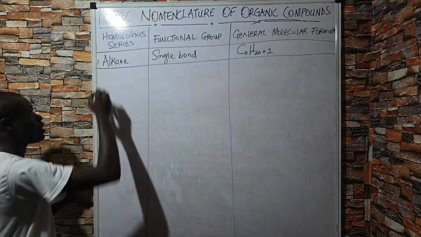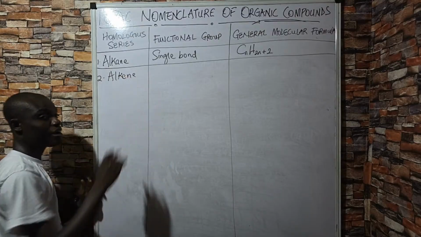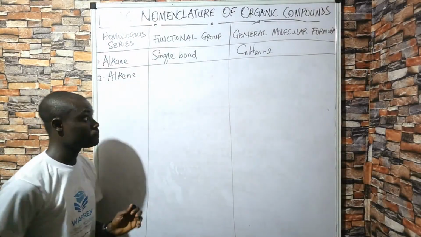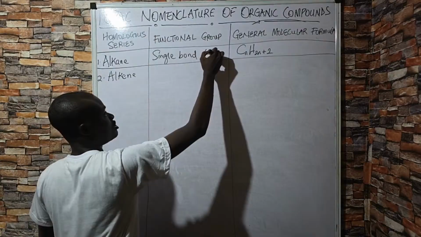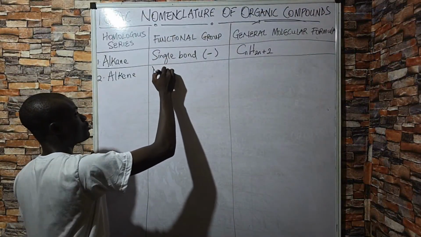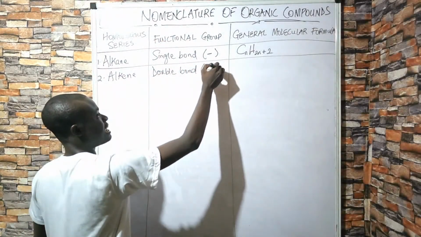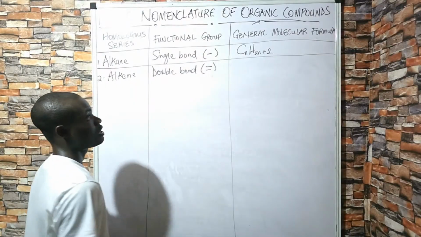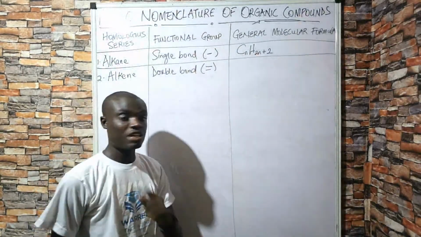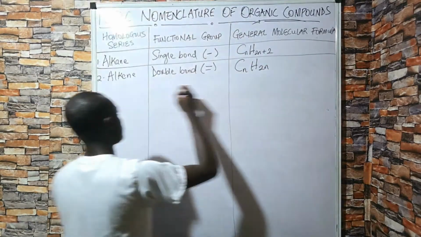So number 2, we are going to look at what we call the alkene. Now we refer to the alkene as the family that have what we call the double bond. So this is just a single bond, a good example. For this we have what we call the double bond. You get to see something like an equal sign, which is a double bond. And the general molecular formula, which they could ask you in exam, is CnH2n.